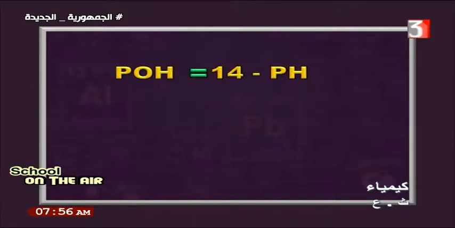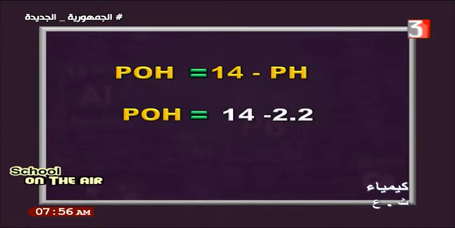Then pOH equals 14 minus pH. Then substituting the value of pH, we can get the value of pOH, 11.8, as shown on the screen.